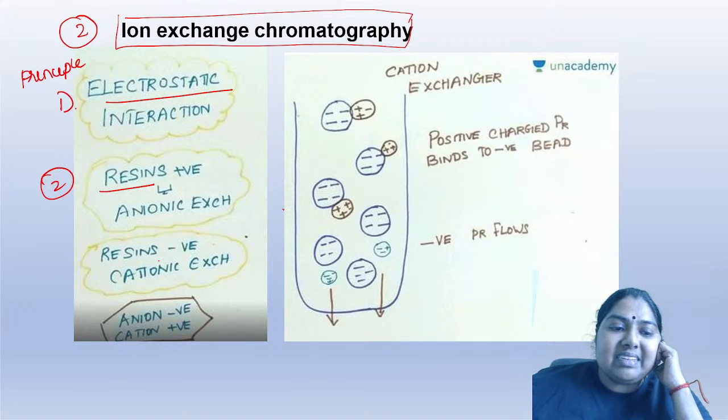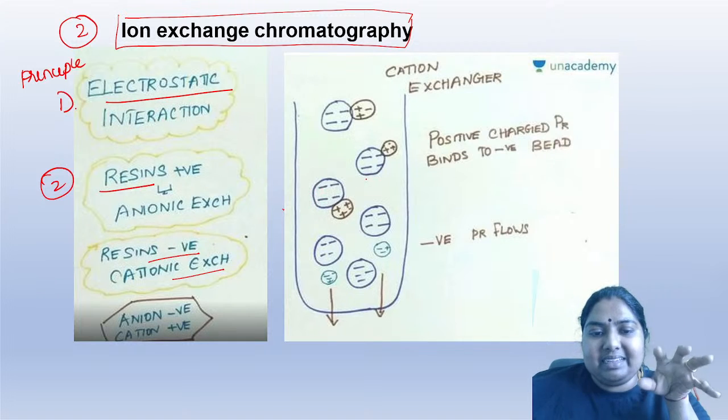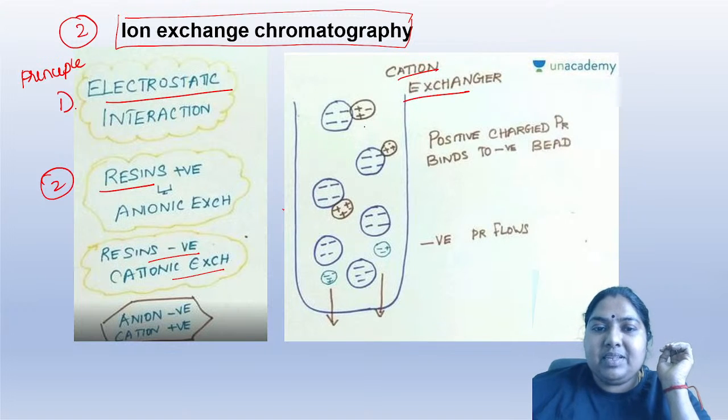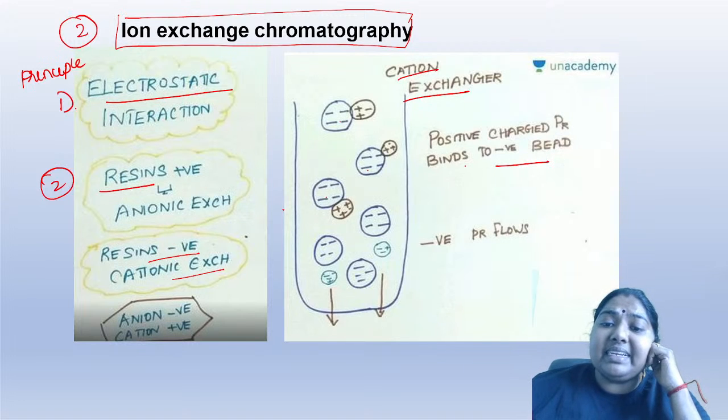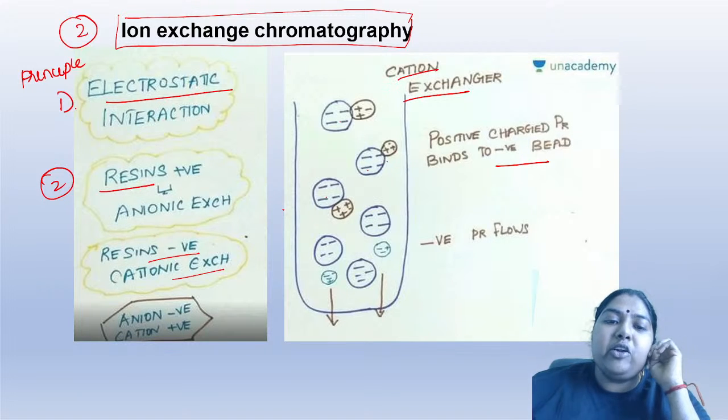For example, if it is going to be a cationic exchanger, cationic exchanger means it is an anionic resin. Cationic exchanger means it is anionic resin. So the beads are negative. Positively charged protein will bind to these beads. Right. So who will be eluted first?